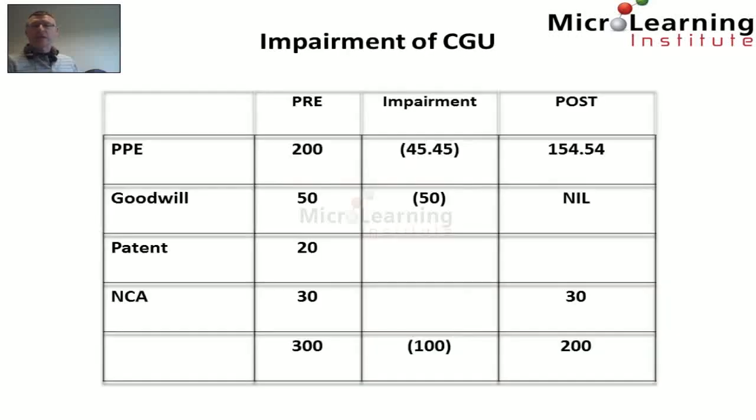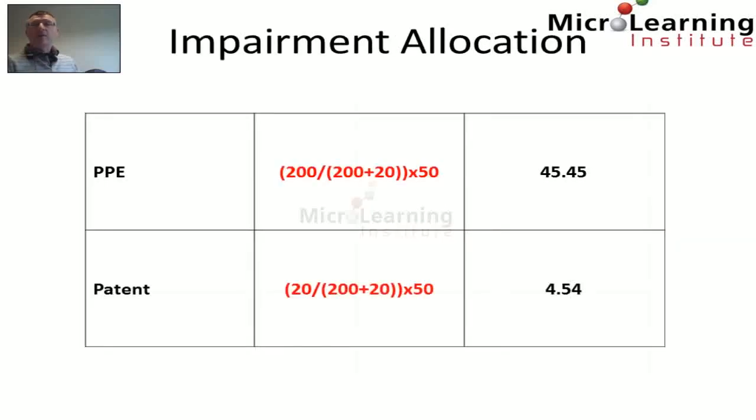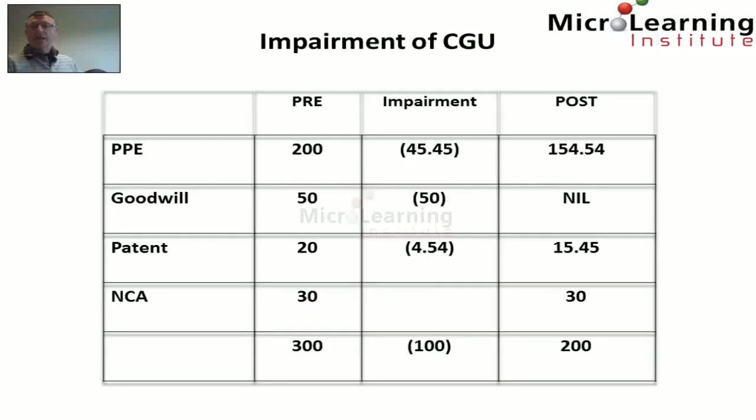This reduces the carrying amount of property, plant and equipment from $200,000 by $45,450 to $154,550. The remaining impairment is allocated against the patent. This is an amount of $4,550. And here we see the patent carrying amount being reduced from $20,000 to $15,450.